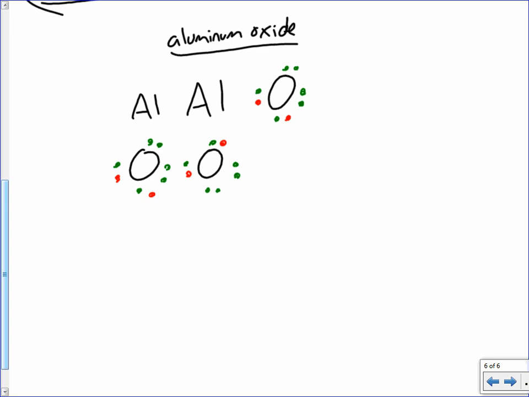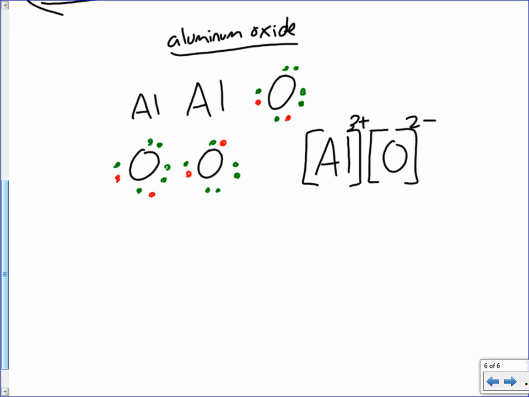So for the Lewis dot structure, which normally applies to covalent, but I wanted to show you how it works for ionic. Brackets, 3 plus, brackets, 2 minus. Now the only thing you have to add here is a subscript, since there are 2 aluminum atoms and 3 oxygen atoms. Okay, so this would be your answer. If I said give me the Lewis dot structure for aluminum oxide, that would be your answer.